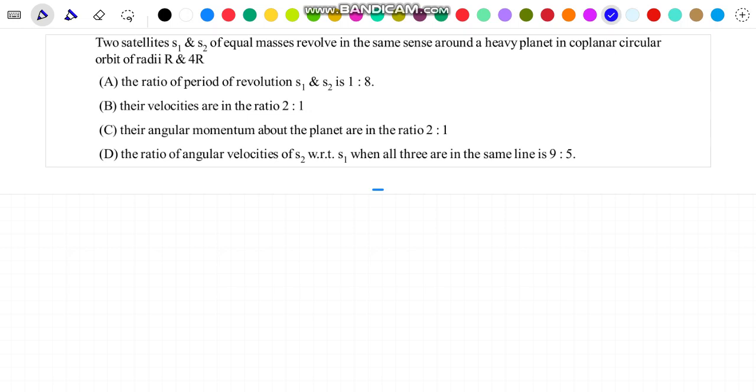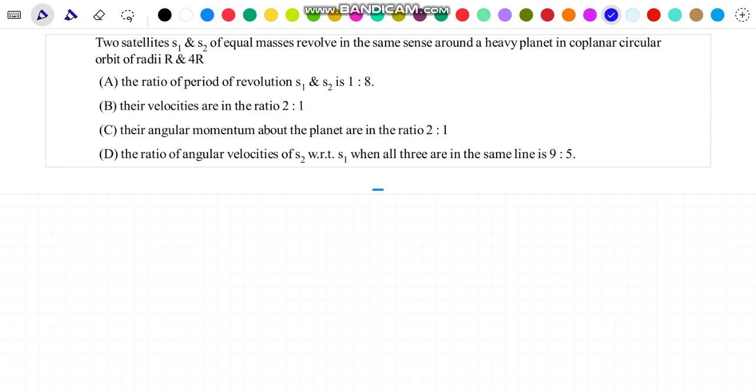Hello friends, in this video we will discuss a problem based on gravitation. There are two satellites S1 and S2 of equal mass and they revolve in the same sense around a heavy planet in a coplanar circular orbit of radii r and 4r. Now we have to find the ratio of their time period of revolution as well as their velocities and angular momentum.